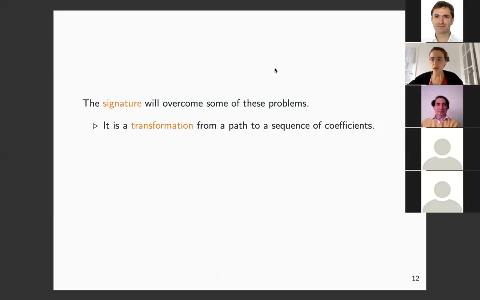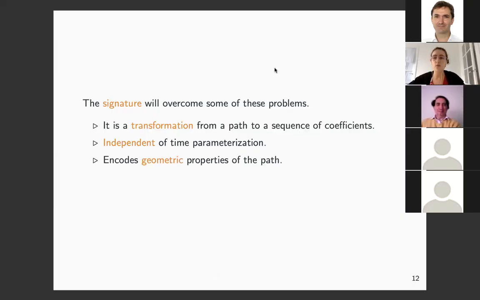So it is a transformation from this path to a sequence of coefficients of fixed length. Another common problem with this type of data is that you observe different samples and they have different lengths. For example, the different drawings I showed don't have the same number of points. So with a signature, you map everything to a vector of a fixed size. It is independent of parameterization, which is what I just talked about. It encodes really geometric properties of the path, and we don't lose too much information in a certain sense of information.